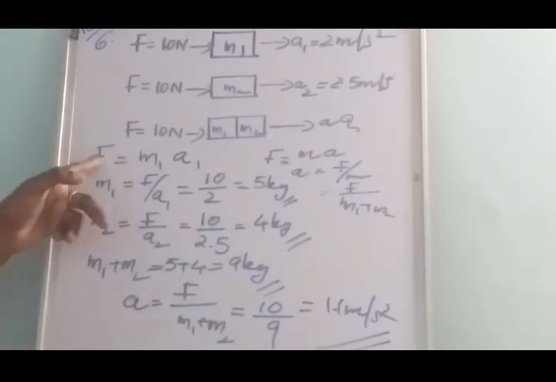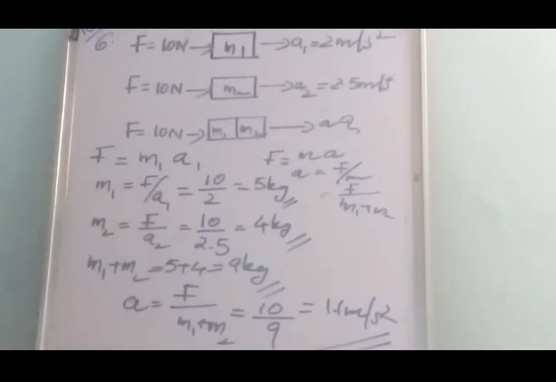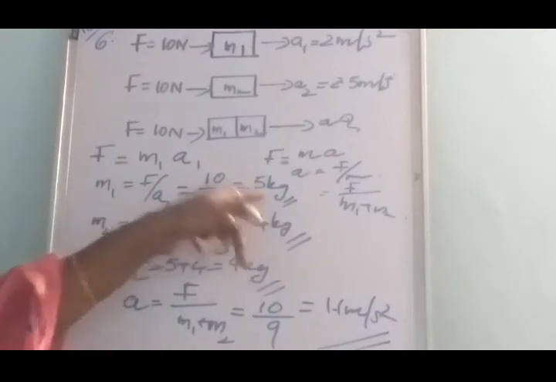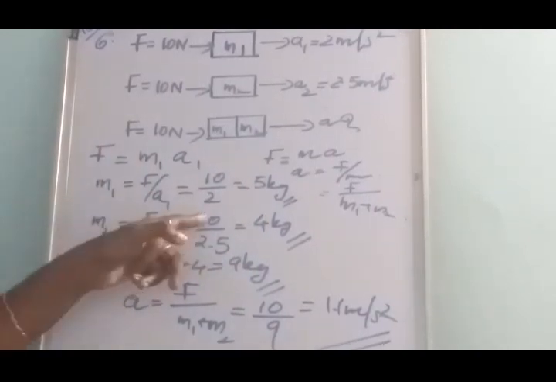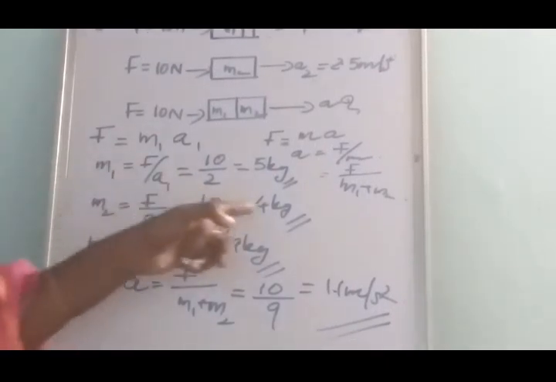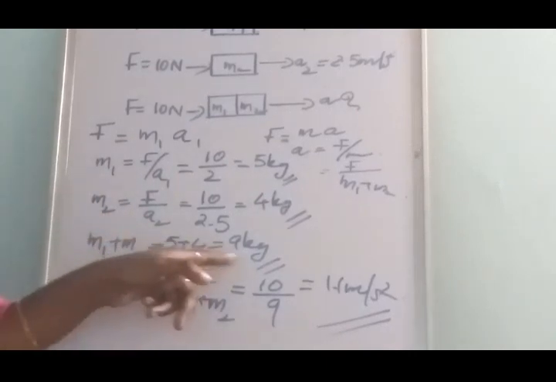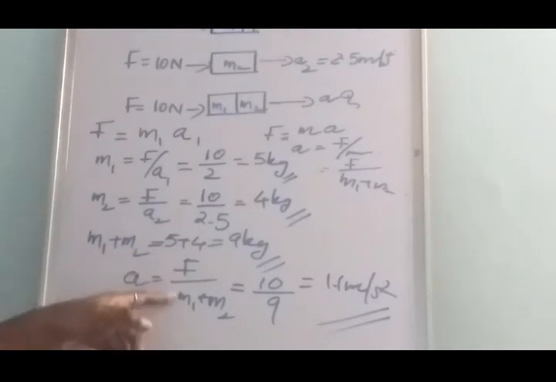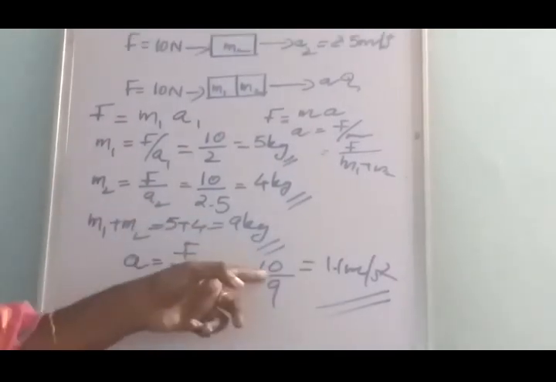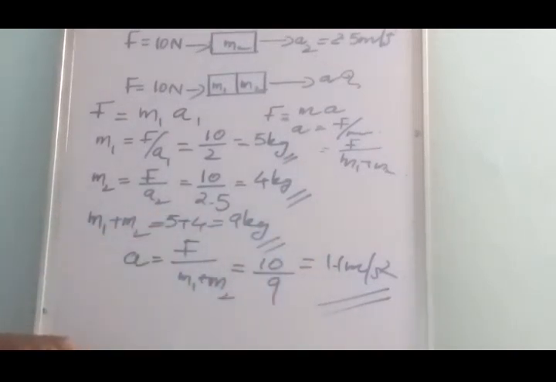For that we again take the equation F equal to m1 into a1. So m1 is F by a1, that is 10 divided by 2, which is 5 kg. Then m2 is F by a2, which is 10 divided by 2.5, that is 4 kg. Then m1 plus m2 is 5 plus 4, which is 9 kg. So acceleration A is F divided by m1 plus m2, that is 10 divided by 9, which is 1.1 meter per second square. That is the acceleration. All of you got it?